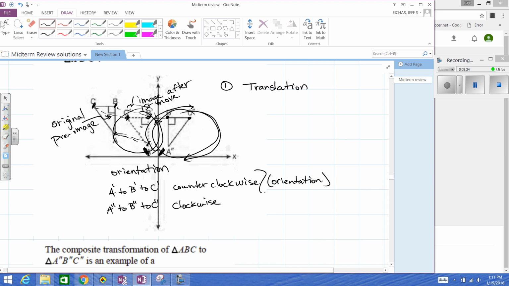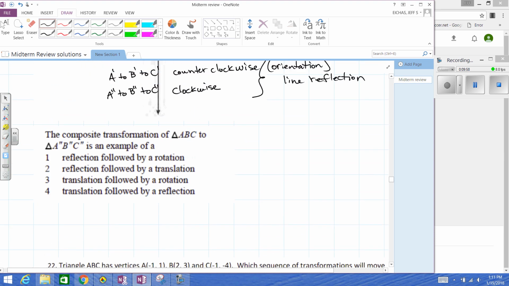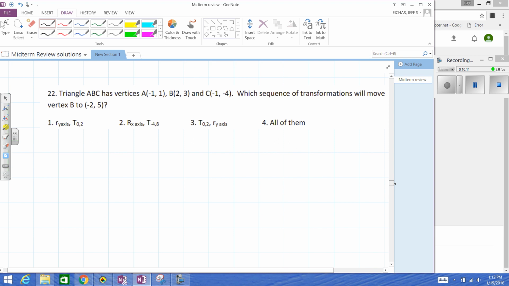Now, when they have different orientations, the only transformation that we study that can do that is a line reflection. Okay, so if you go through that, it's clear it's a y-axis line reflection. So first move, translation. Second move, line reflection. So these should say line. First move translation, line reflection. A rotation can't switch orientation. The first move was not a line reflection. Okay. All right.